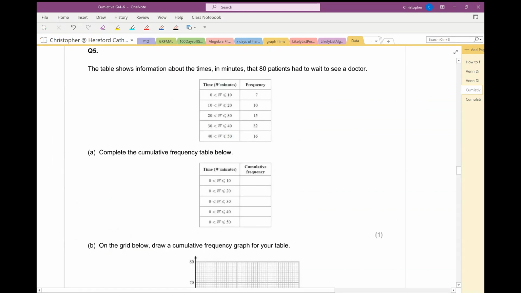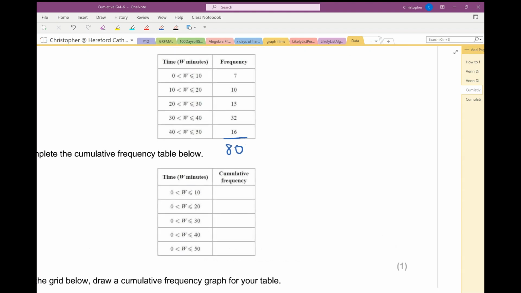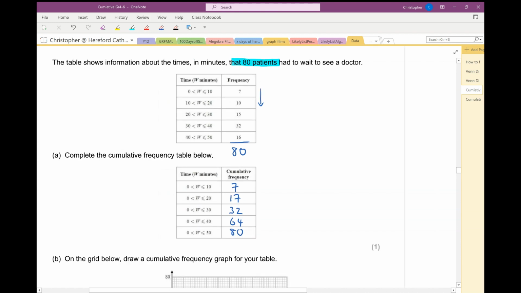Question 5. The table shows information about the times in minutes that 80 patients had to wait to see a doctor. So if there are 80 patients, I'm expecting those frequencies to add up to 80. Complete the cumulative frequency table. Right, so I've got 7 who waited up to 10 minutes, 17 waited up to 20 minutes, those two added together. Let's carry on that process. 32, 64, and 80. Look at that. 80 patients in all waited up to 50 minutes to see the doctor.